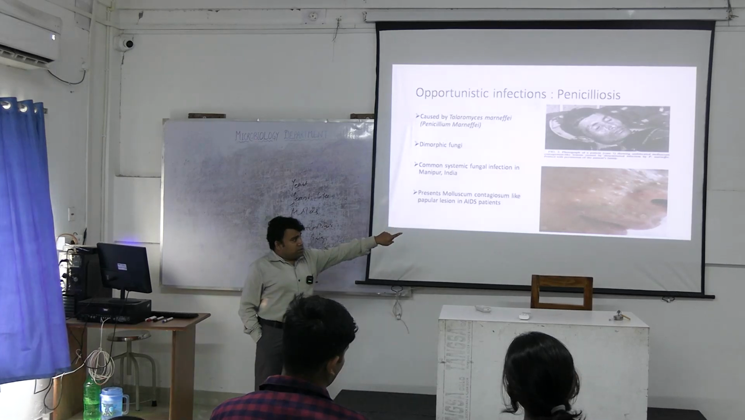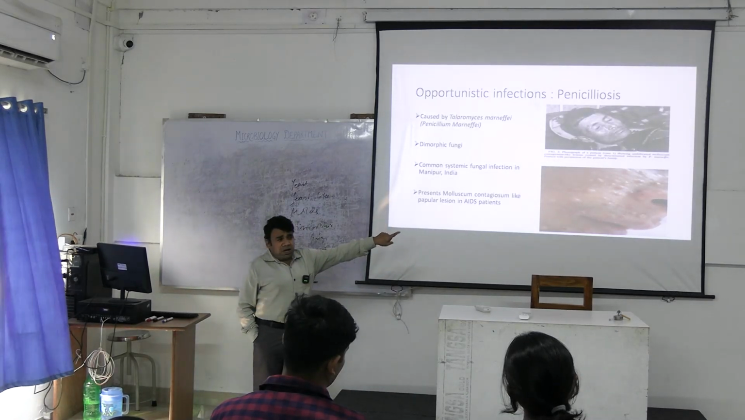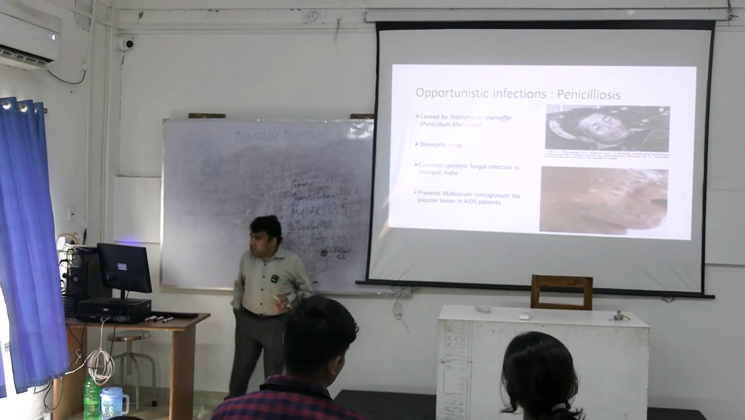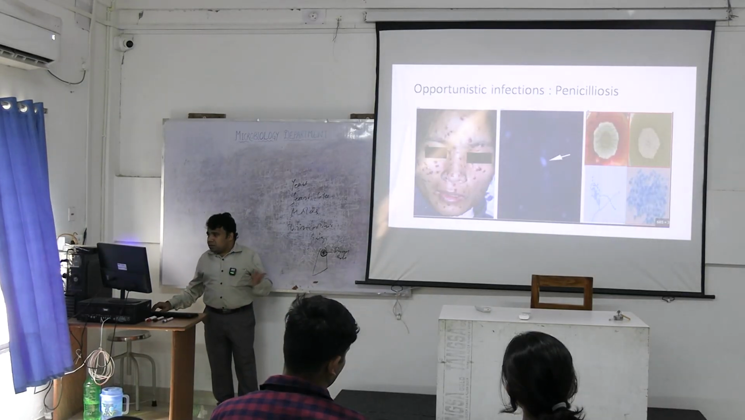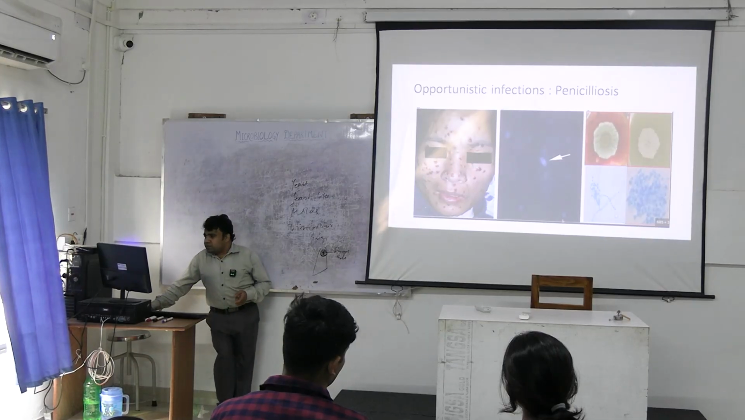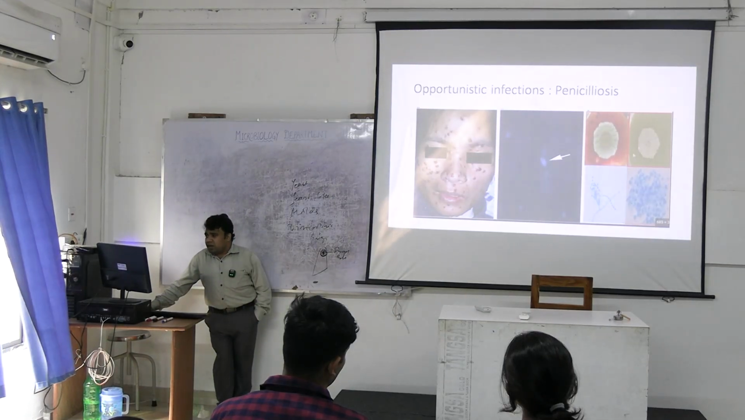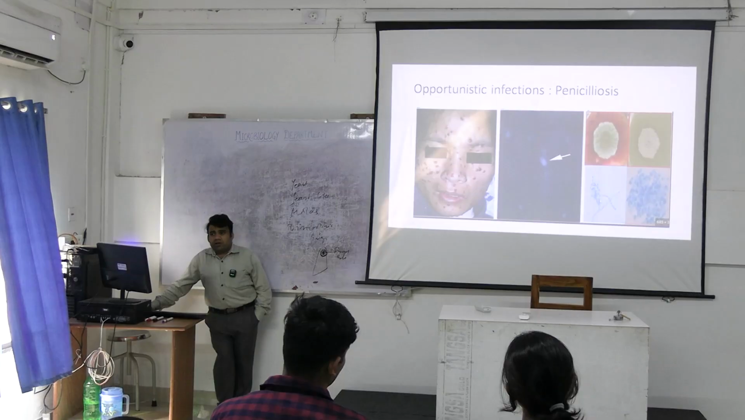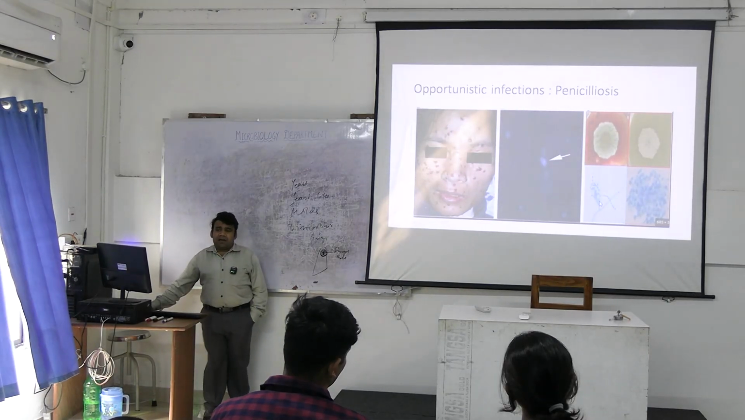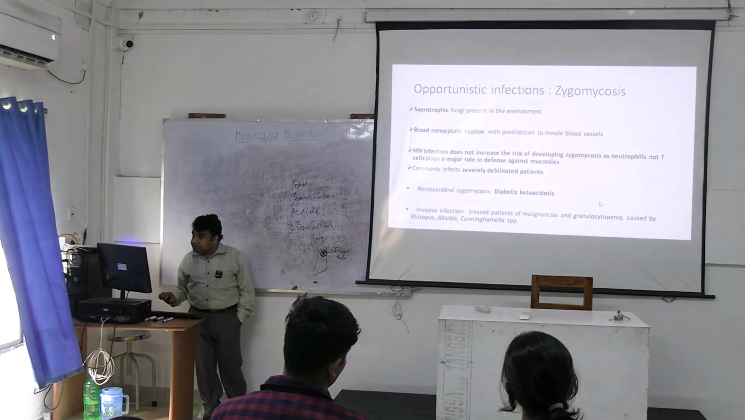Now, if you look over the picture over here, you can find multiple nodules on the face. These are the penicillium nodules, like over there, and we can also see this is the growth of the fungus in the laboratory, and on microscopy you can find this fungus where these almost resemble the skeleton of the human hand.